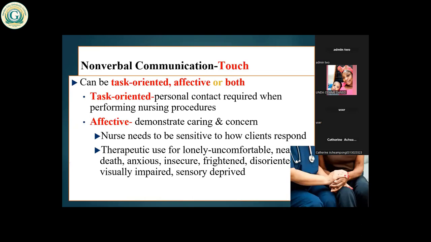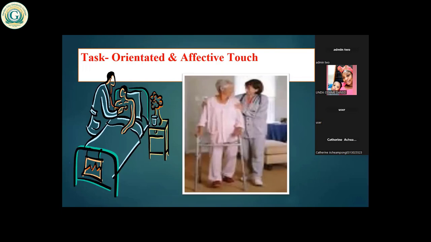As I said, it can be task-oriented when we are doing our procedures for our patient. Then it can also be affective, that is, showing caring, concern, and empathy. Or it can be both task and affective. So you see the task aspect and the affective part. With the touch, the person is performing his or her task, such as taking vital signs, as you can see. So these are the task and affective touch.